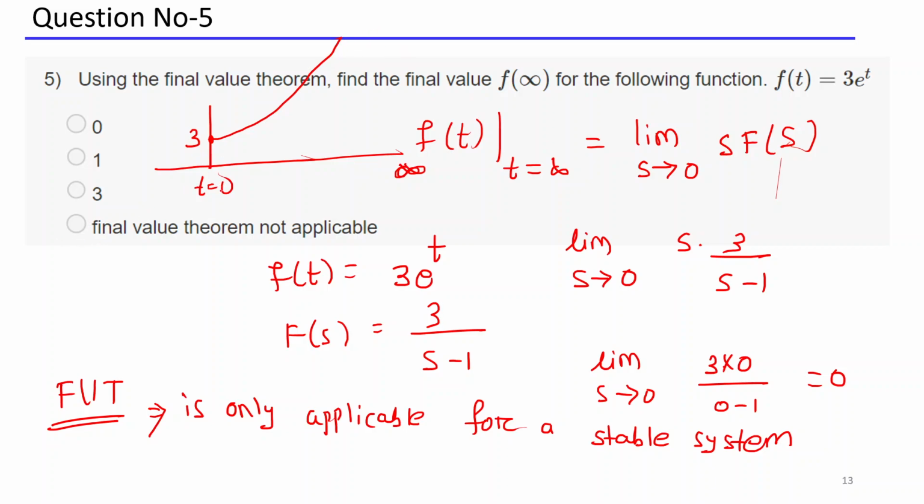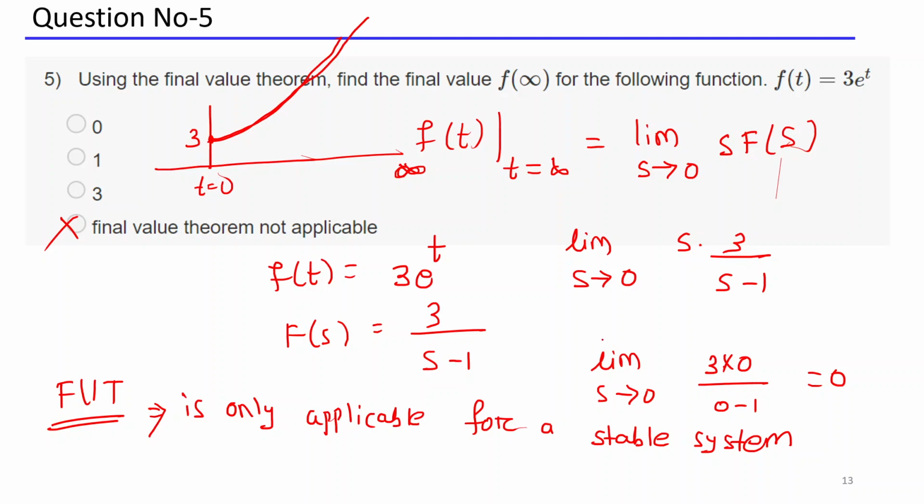The initial value is 3 and the final value cannot be 0. You can see here it is increasing and exceeding the sky. So at t equal to infinity, the value is infinity because it is an unbounded signal, it is an unstable signal. In time domain also you can verify that if the signal is unbounded and unstable, the final value theorem cannot be applicable.